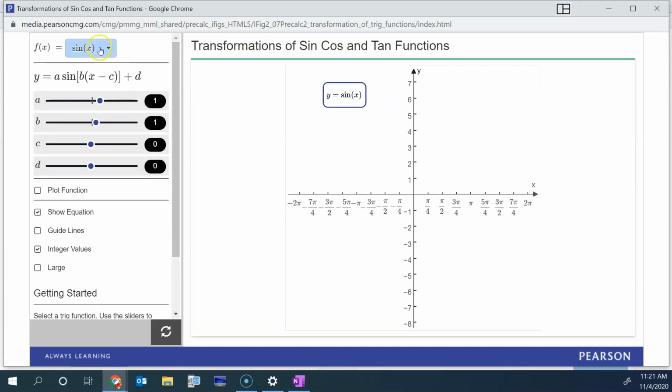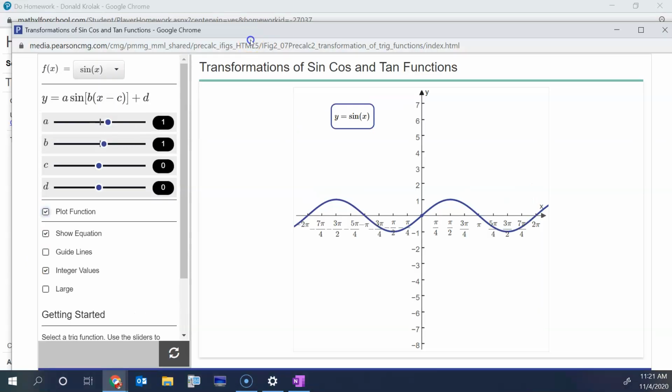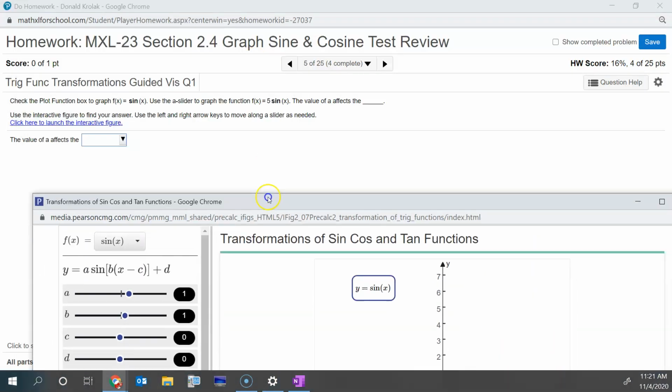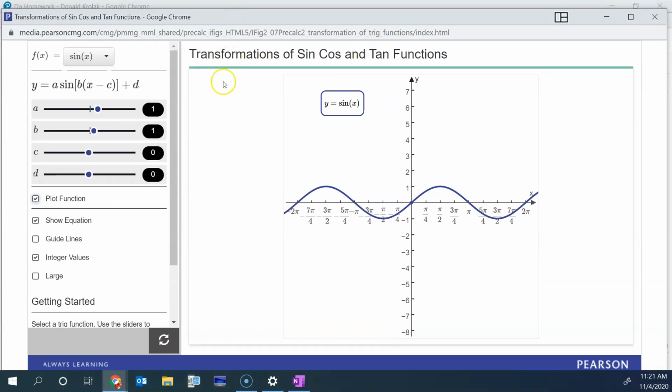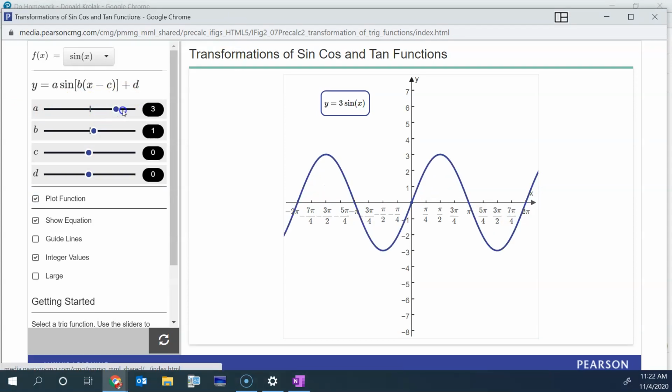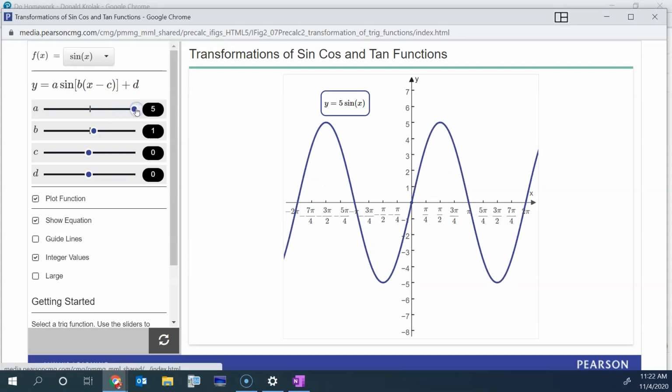Here's how you change the function. Look at go in the top left-hand corner, and you're going to pick sine. Then you're going to hit plot function. Okay, that's a regular sine graph. And we want to see what happens when A is 5. So I'm going to go up to A, and I'm going to drag the slider to 5. And there's the new graph.